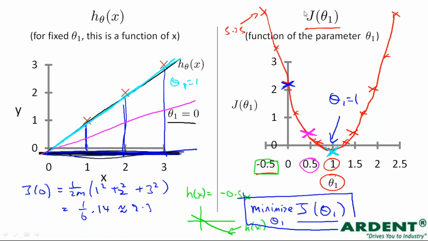Any doubt? What is the name of this algorithm? Gradient descent. Sir, the name of the algorithm is gradient descent.